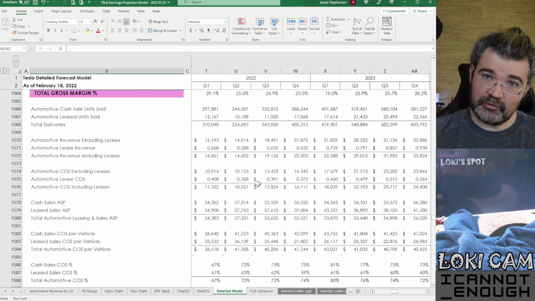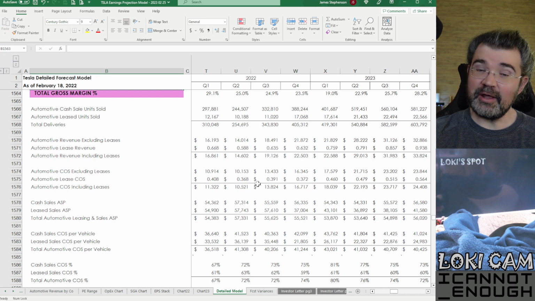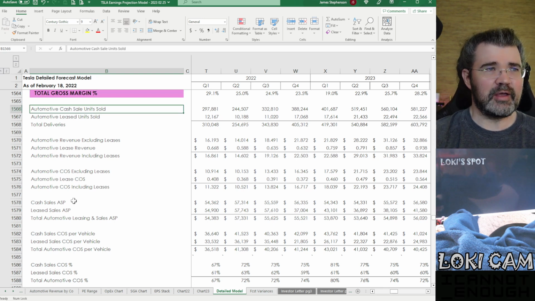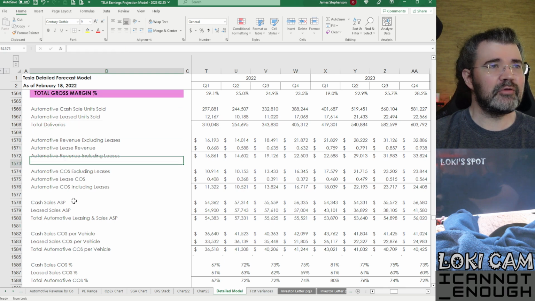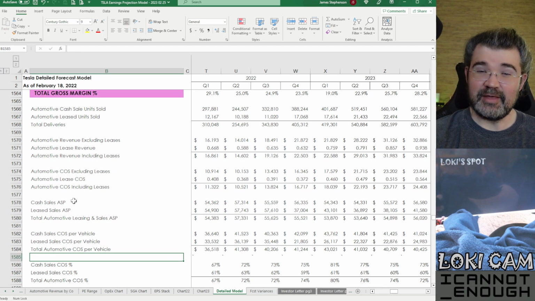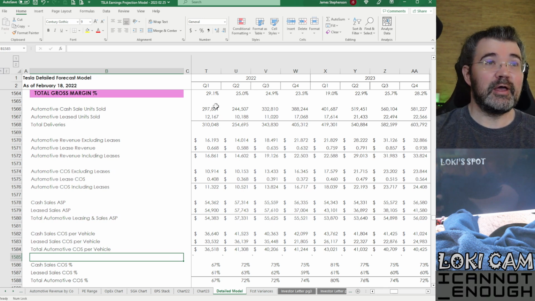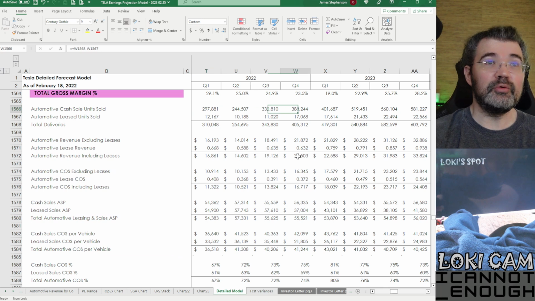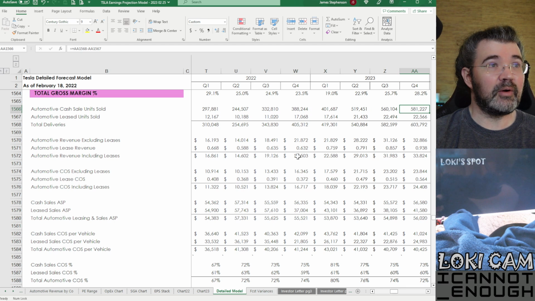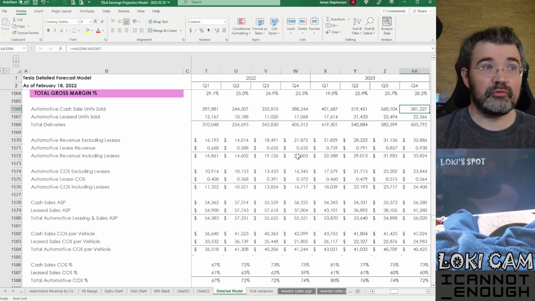So in tweet 13 of the forecast thread, you saw a chart. I also made a video about it earlier in this series that showed cash sales excluding leasing and regulatory credits. I needed a section in my forecast model where I could produce the numbers that are shown on that chart. So that's what this is giving you: automotive cash sale, units sold, leased units sold.